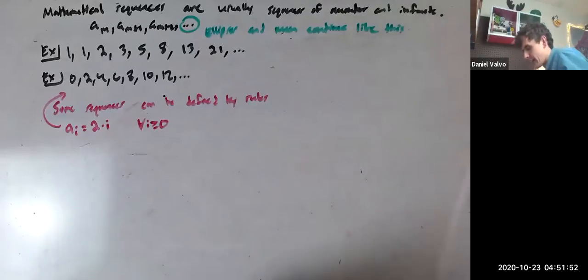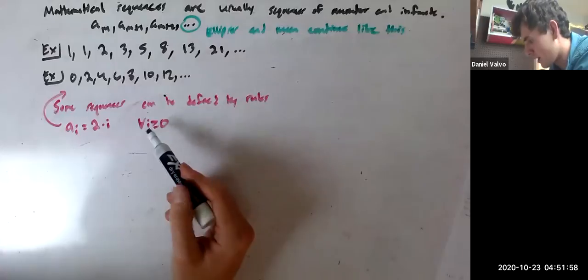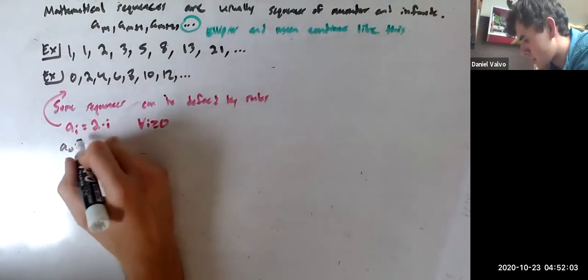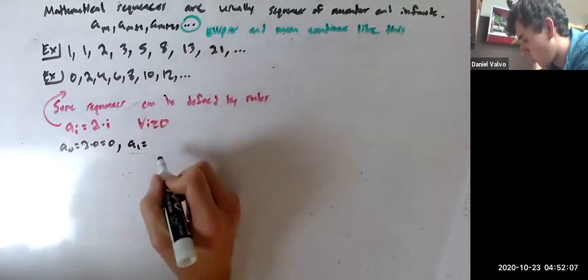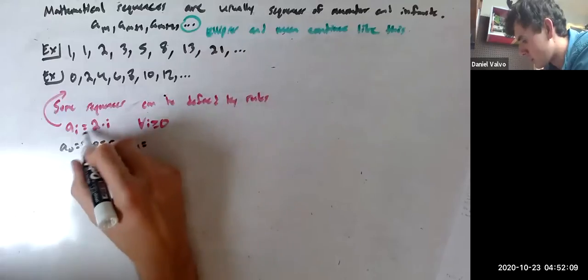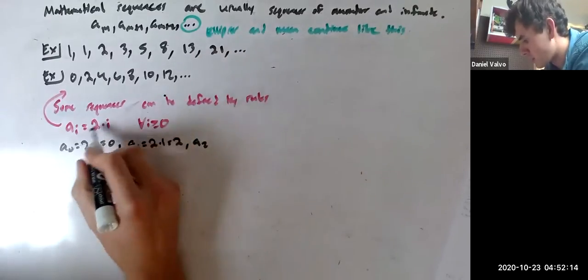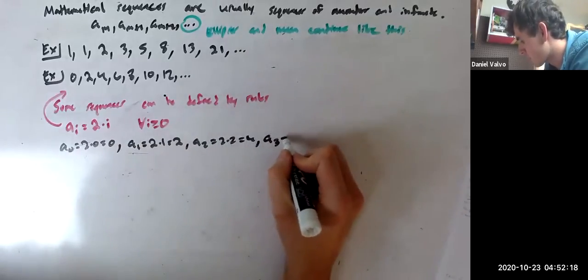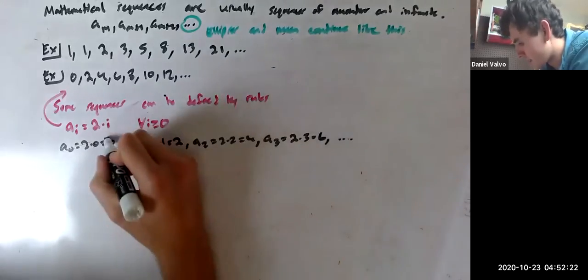Does that make sense? Like if you were to do this out, you get, okay, A_I is 2I. Where do I start? Well, for all I greater than or equal to 0. So I start with A0 equals, what does it equal? It's 2 times 0, which is 0. And then A1 is going to be 2 times the index, so 2 times 1, which is 2. A2 is 2 times 2, which equals 4. A3 is 2 times the index, which equals 6. And you go on and on like this.